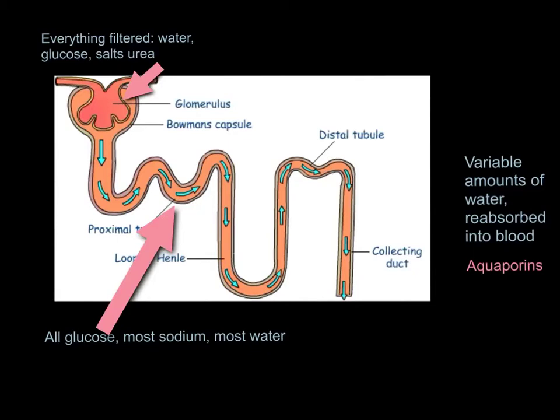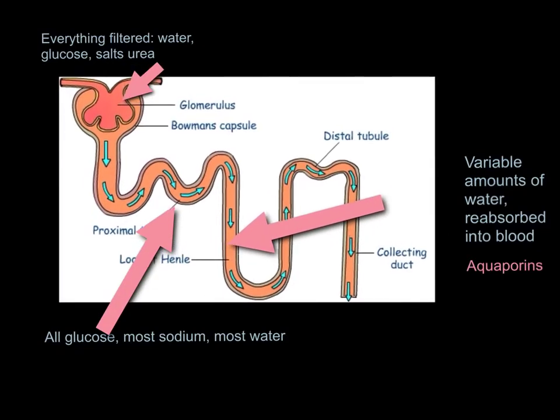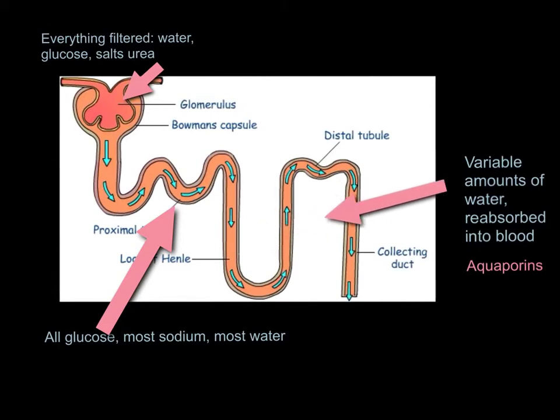So the liquid continues to pass down, goes down through the loop of Henle and then up into the distal tubule and finally comes down into the collecting duct. And this is where, let's make it a bit smaller. So it is actually in the collecting duct where variable amounts of water are reabsorbed back into the blood. So the collecting duct, this last part of the nephron, is kind of where the control comes over how much water is reabsorbed or not reabsorbed, and that will determine how concentrated the urine is.